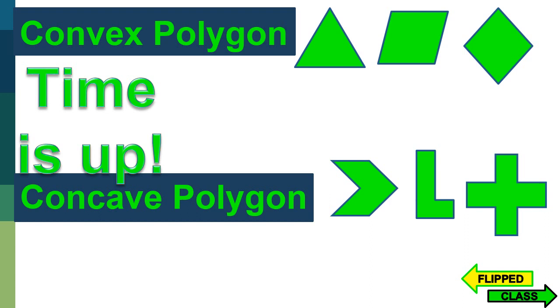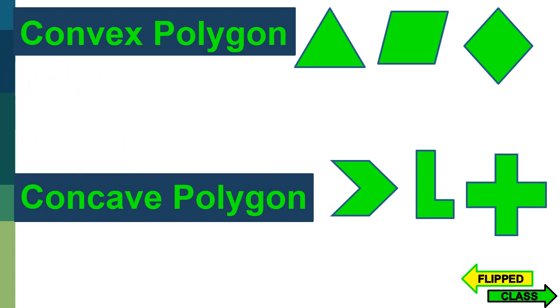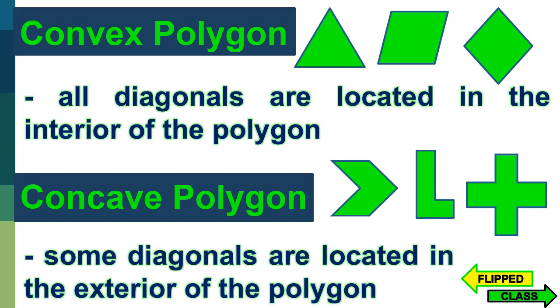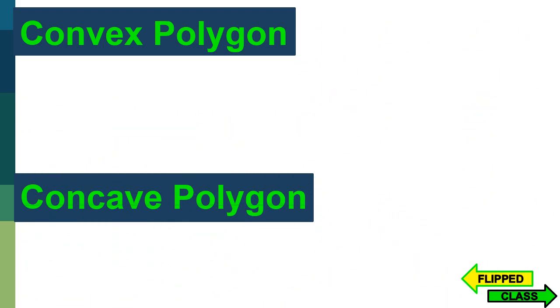Time is up. Now, how do we determine what a convex and what is a concave polygon? When you look at the first three groups of polygons here, when you draw all of their diagonals, all of them are actually located in the interior of the polygon. However, for this next group, some of its diagonals, such as these diagonals here, are located in the exterior. Or in just basic terminology, when we say cave, there is a forming of a caving, such as those three at the bottom.